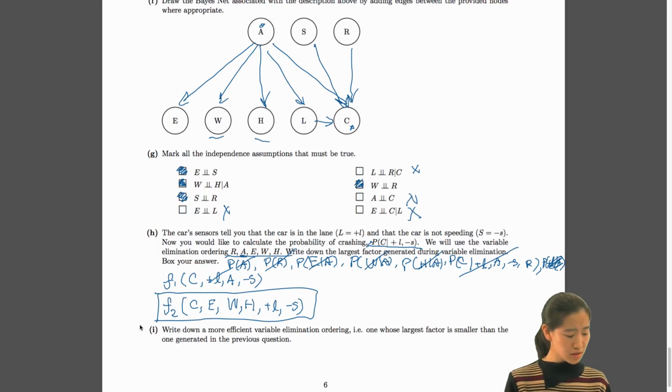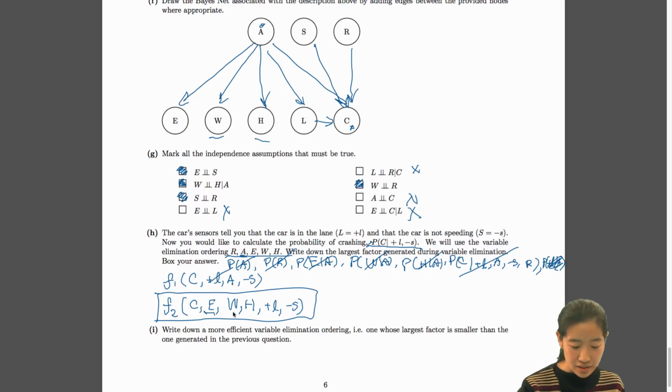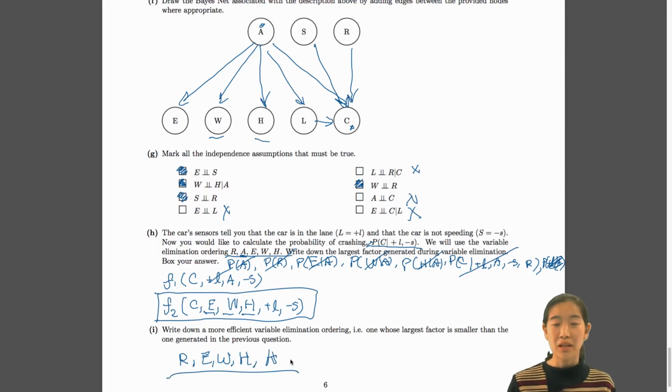This is pretty bad. So the next question: write down a more efficient variable elimination ordering. As long as we eliminate A after we eliminate any of these other ones, E, W, or H, then we're going to get a smaller factor. So one possible ordering is R, E, W, H, and then finally we eliminate A. This is going to make it much better because we wouldn't have this big ugly thing over here, which would make it a lot faster and more efficient.